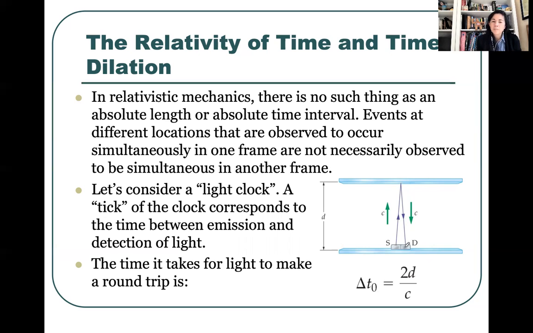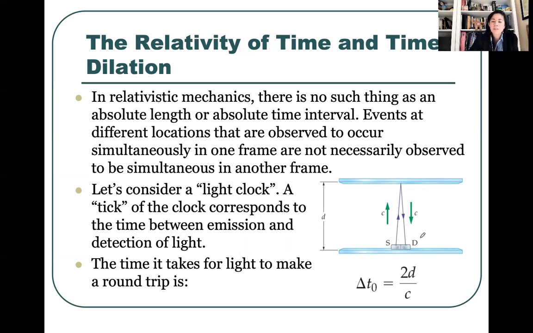If we want to know how much time that took, we look at the distance traveled and we divide by the speed. So if the distance here is d, that means that the total distance traveled is equal to 2d. We divide by c, and that is the amount of time between the time that the light was emitted and when it was detected over here. And so this would be for our light clock at rest.